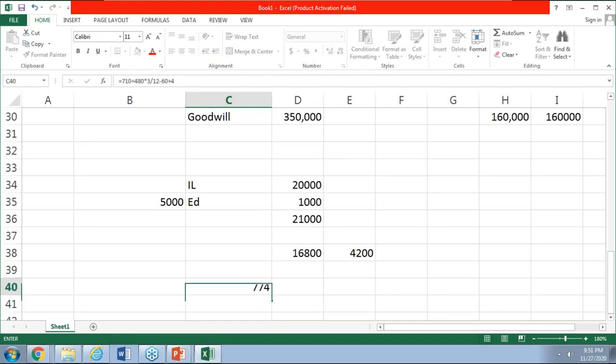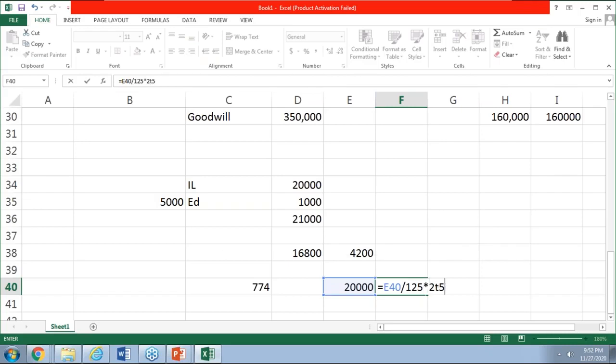URP. So it says that 20,000 is the amount of the stock still in the warehouse at the year end, and the markup is 25%, means we have to divide it by 125 multiplied by 25. So we got the value of 4,000.